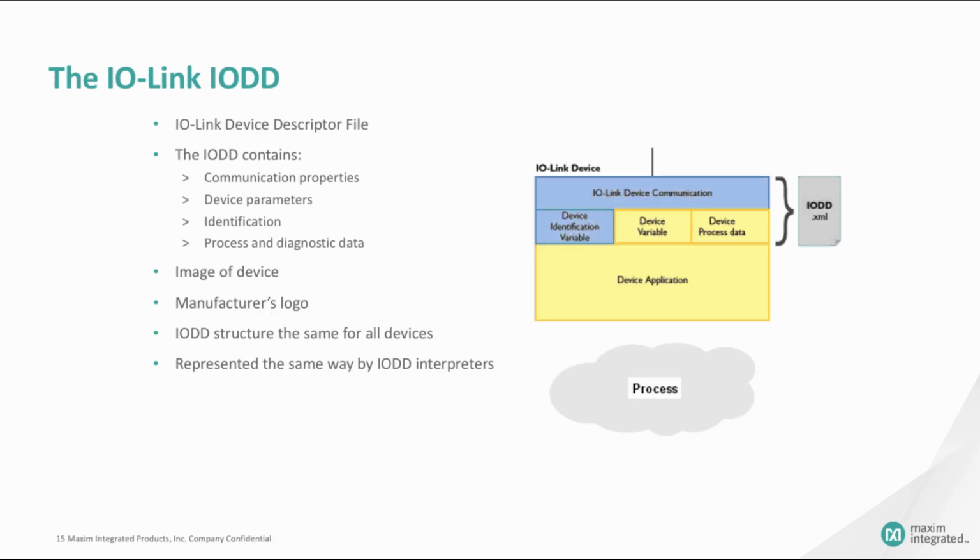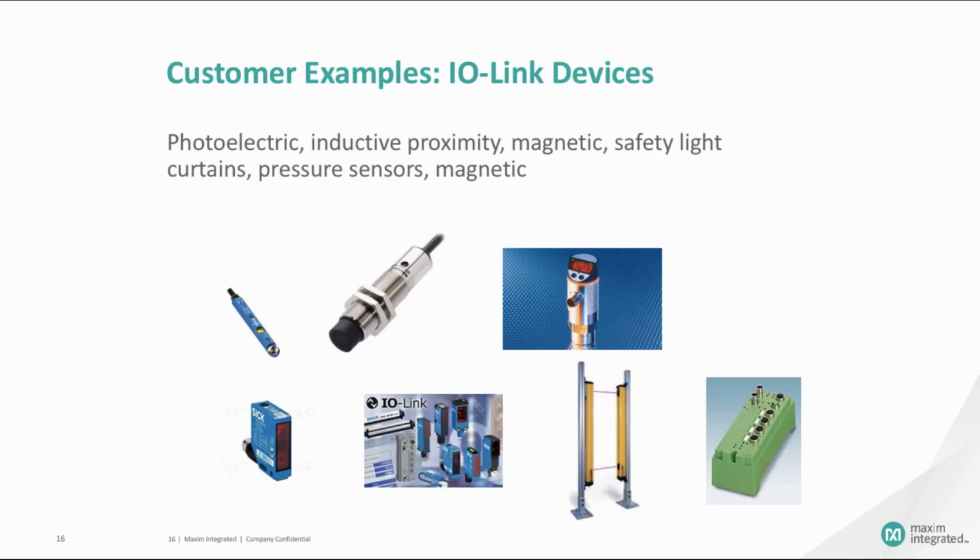All IO-Link devices, sensors or actuators, must have an IO-Link device descriptor file, called an IODD, available to customers. The IODD contains all necessary properties to establish communication, device parameters, identification information, process and diagnostic information, an image of the device, and the manufacturer's logo. IODD files are XML files. The structure of the IODD is outlined in a separate document from the IEC 61131-9 standard. This is called the IO-Link device description.